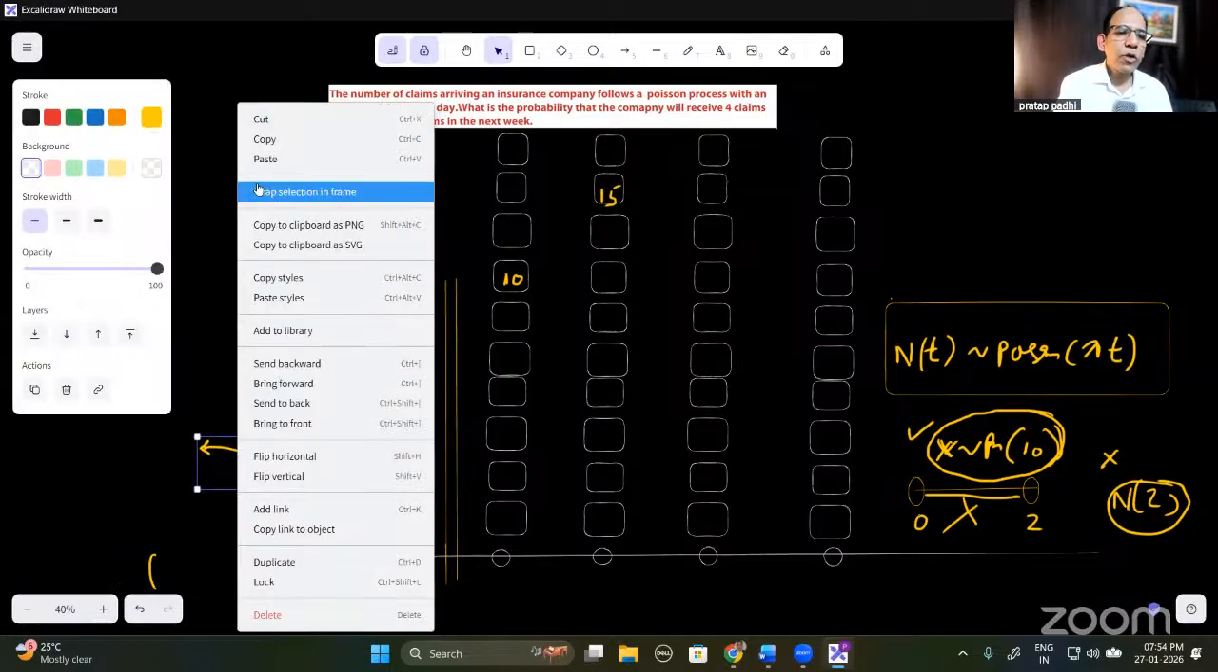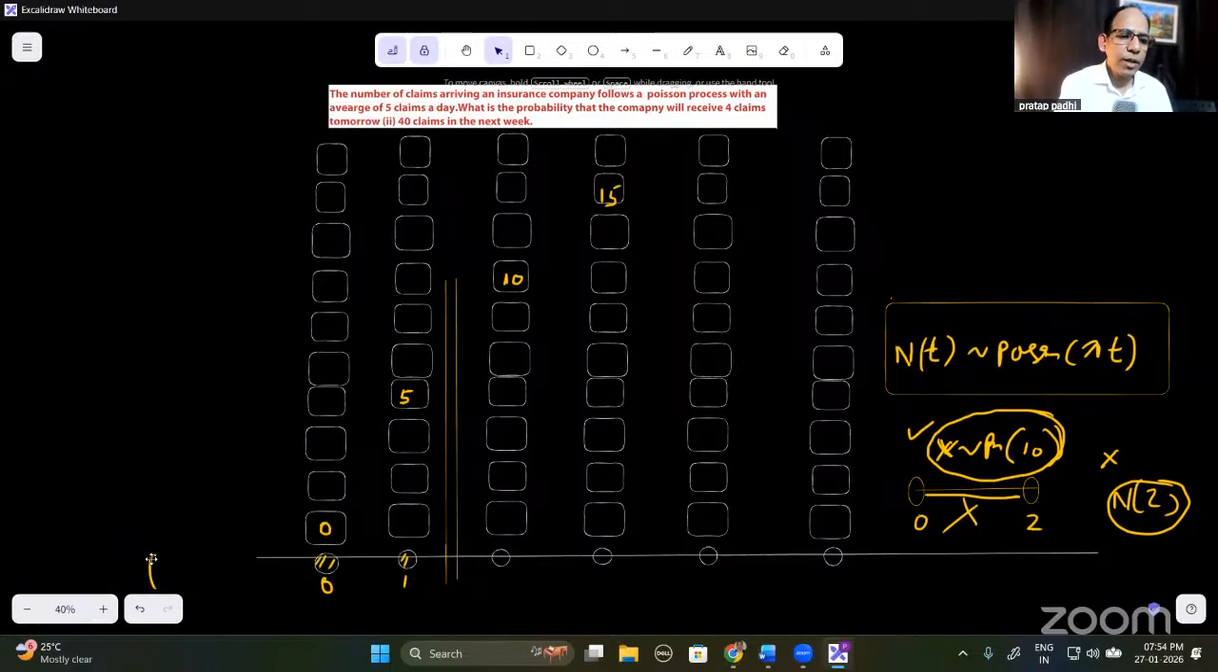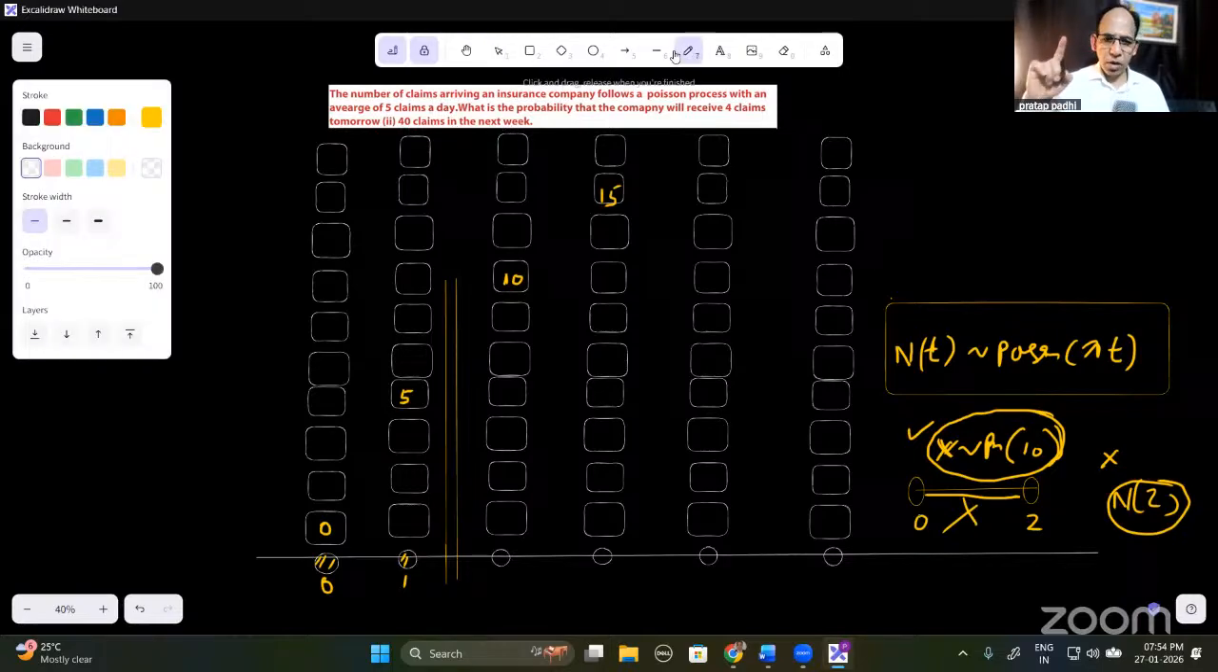We know that N(t) is a Poisson process. Now, what problem are you solving here in this example? You are finding the probability that the company will receive 4 claims tomorrow, and 40 claims in the next week. Tomorrow means we are talking about N1. So we are finding the probability that N1 equals 4, with an average of 5 claims per day. What is the probability that the company will receive 4 claims tomorrow?